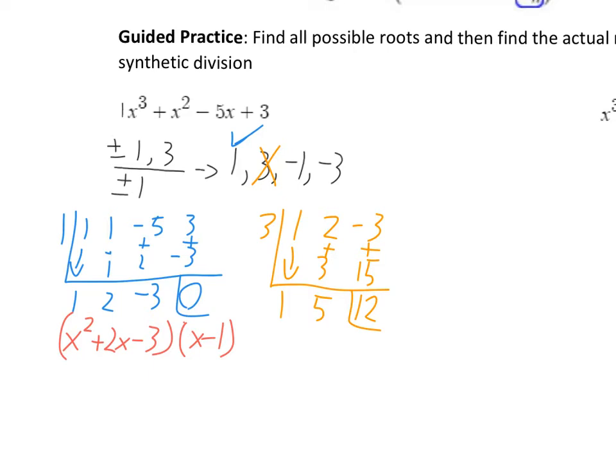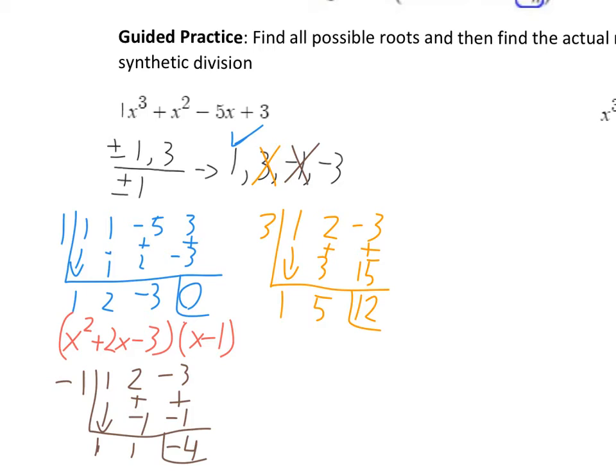Let's check our -1. Have our coefficients, 1, 2, -3. 1 comes down. 1 times -1 is -1. -1 plus 2 is 1. -1 times 1 gives us -1. -1 plus -3 gives us -4. -4 is not 0, so -1 does not work as a root.